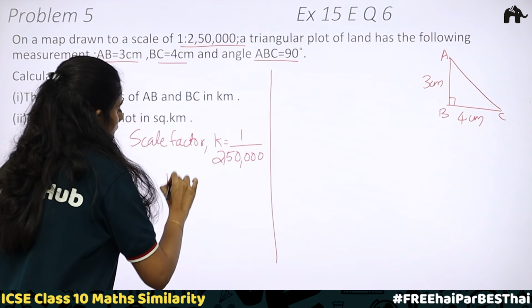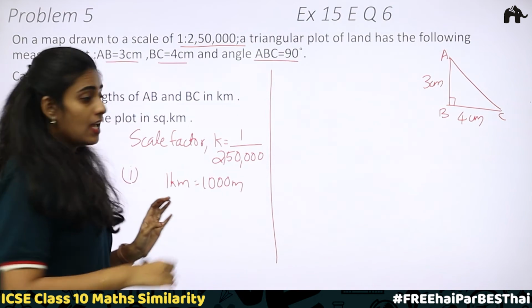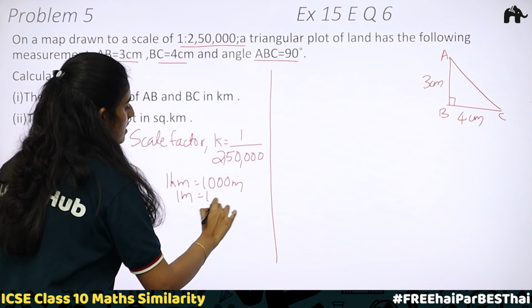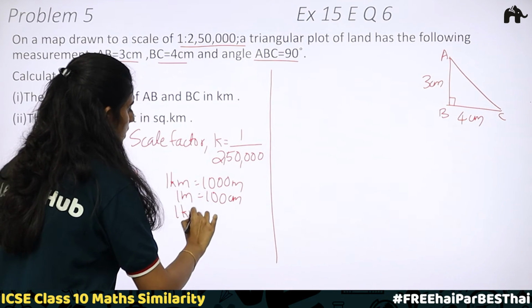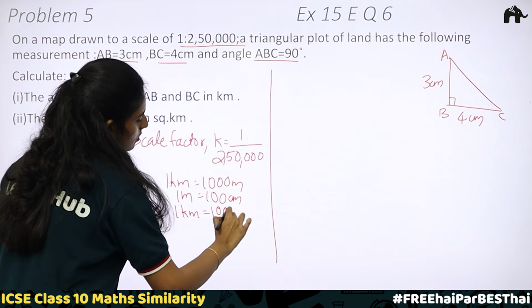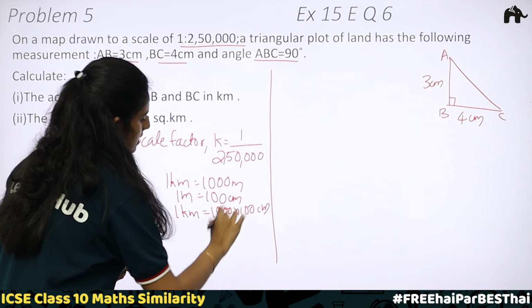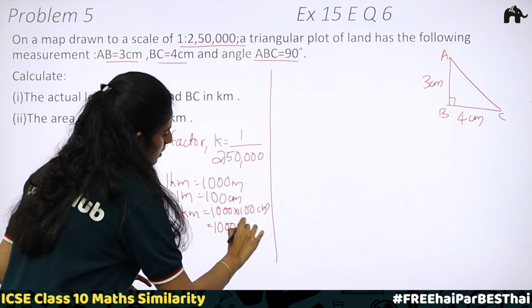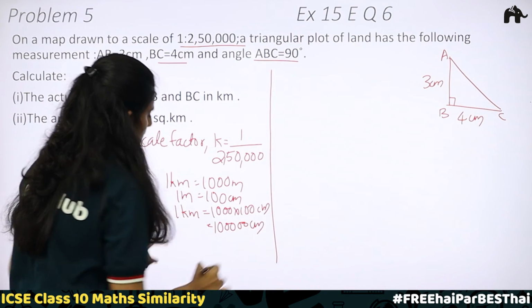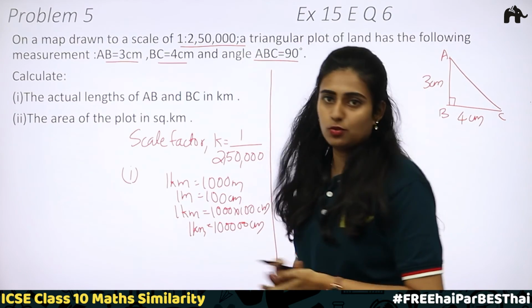We know that 1 kilometer is 1000 meter and 1 meter is 100 centimeter. Therefore, we will have 1 kilometer is equal to 1000 into 100 centimeters. That is 1,000,000 centimeter. This is what 1 kilometer is. You have to remember these conversions of units and all.